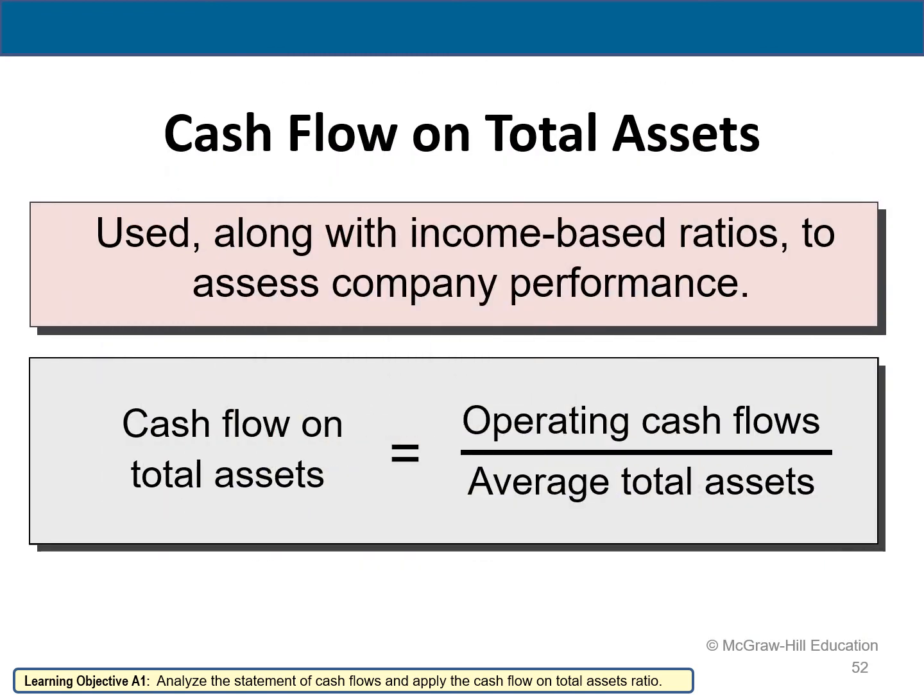All right, so cash flow and total assets used along with the income-based ratios to assess the company's performance. Cash flow and total assets is computed as operating cash flows divided by average total assets. Average total assets is beginning assets plus ending assets divided by 2. Okay.